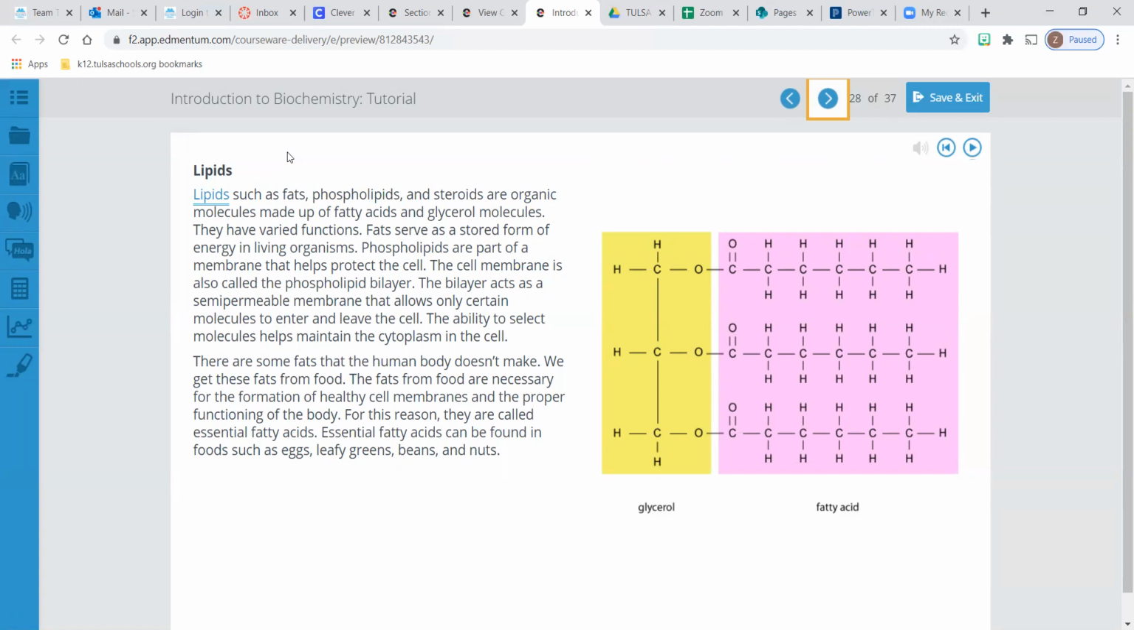Some fats our body actually does not make, and we need these fats from food. The fats from food are necessary for the formation of healthy cell membranes and the proper functioning of the body. For this reason, they are called essential fatty acids. They're fatty acids that are essential. We need them to continue existing. And you can find these essential fatty acids in eggs, leafy greens, beans, and nuts.